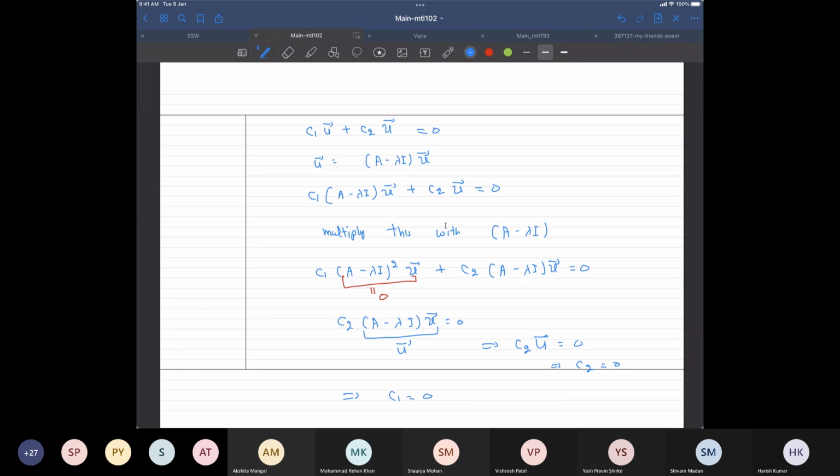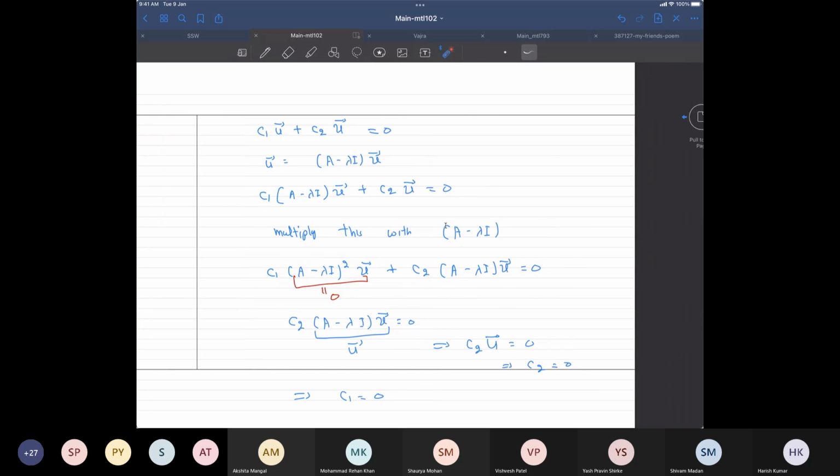Okay. So that means if you have two generalized eigenvectors of different index, corresponding to the same eigenvalue, then they will be linearly independent, and that is because they have a different index. So they will have this kind of relation where one of them will be 0, one of them will not be 0.